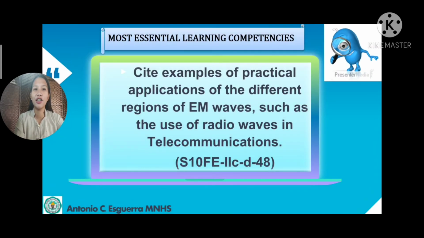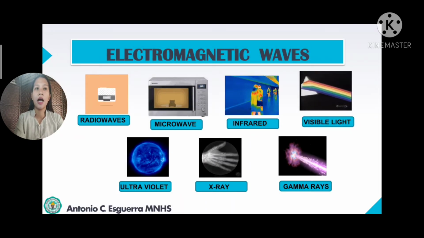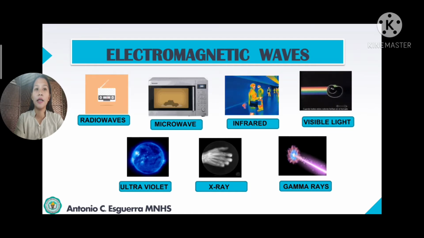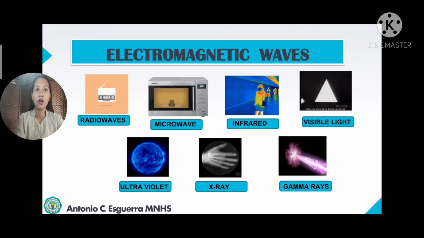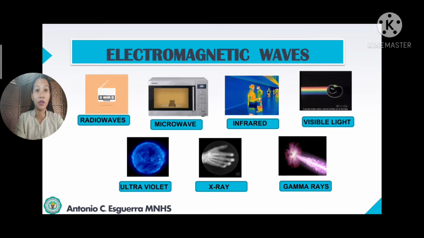Our most essential learning competency is that we can cite examples of practical applications of the different regions of EM waves, such as the use of radio waves in telecommunication. Electromagnetic waves, we will discuss about electromagnetic waves, and with this discussion, we will tackle the functions and uses of these waves. Electromagnetic waves have several functions, and it depends on each type of wave.